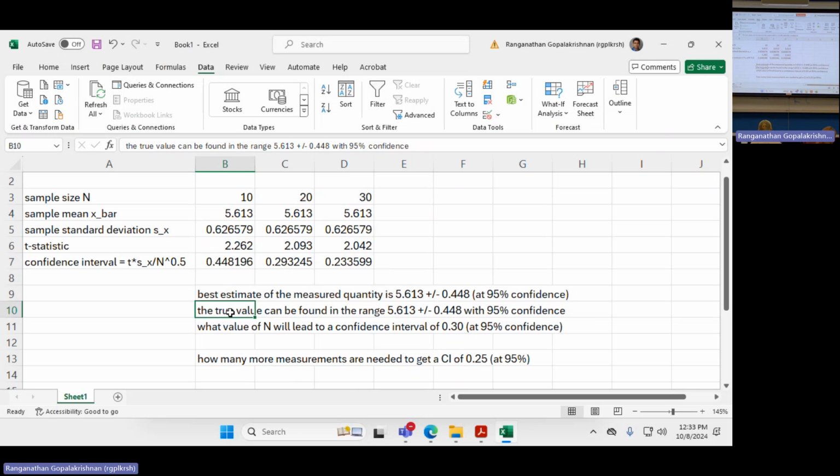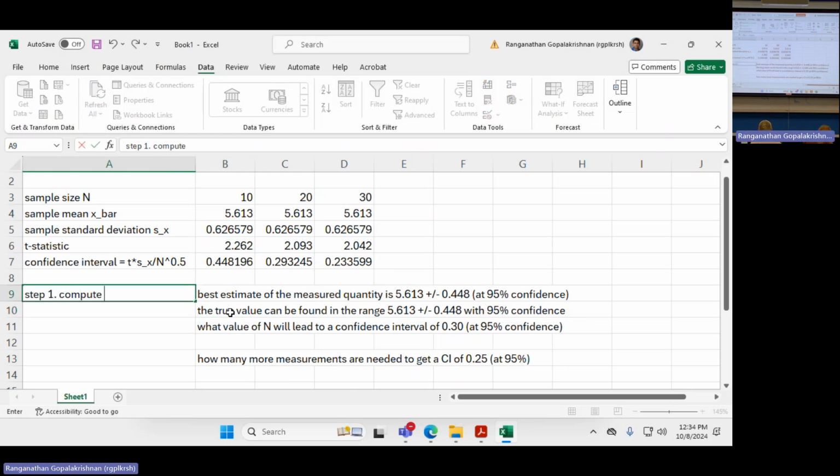I'm going to post this Excel sheet for you to try later. Okay. So this line here has the formula. Step 1, compute the mean and standard deviation for the sample. Use the correct formula. Step 2, look up the t statistic. Step 3, get the confidence interval. Step 4, write a closing statement. You're done. If you want, I'll even tabulate that here. Step 1, compute sample mean and standard deviation with the correct formulas. That's important.